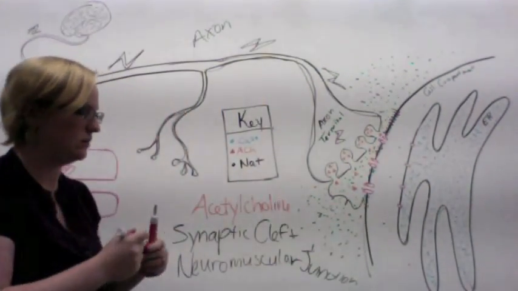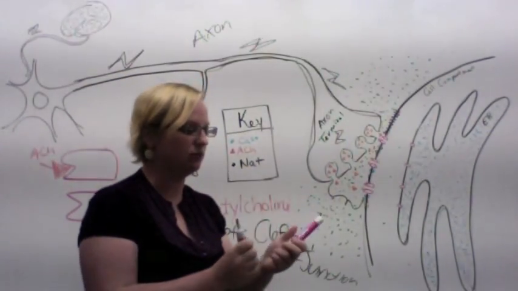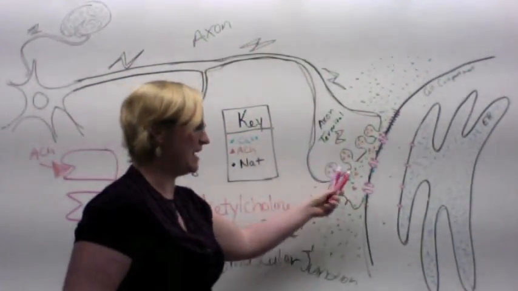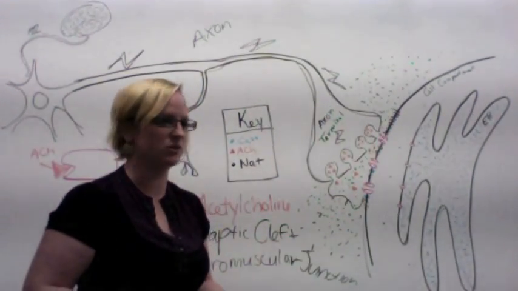Okay, so acetylcholine has now opened the channels of our acetylcholine receptors. So what does that mean? Well, that means that our neuron has now officially talked to the muscle cell, so now stuff can happen. What is that stuff in particular?